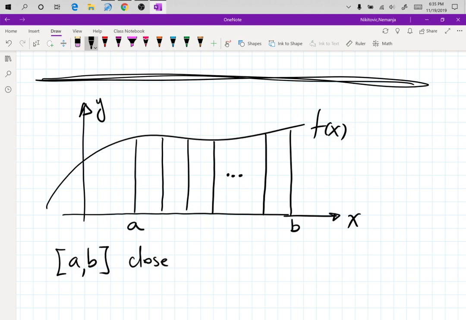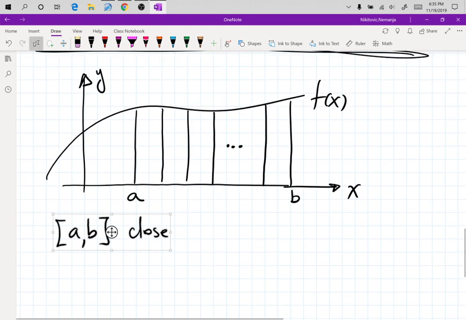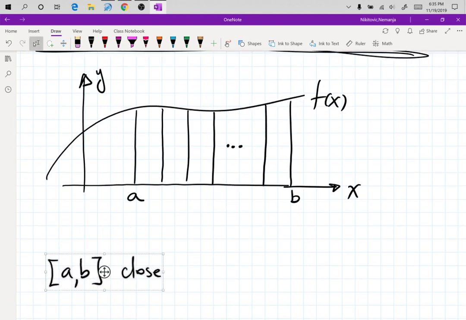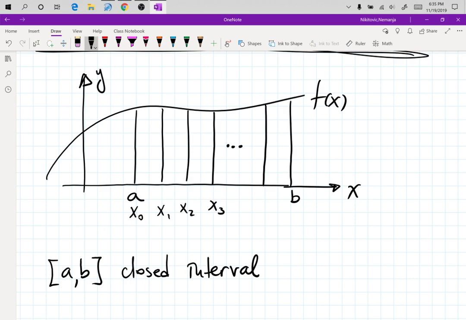AB is a closed interval. So that was earlier for us 0 to 5. And now I just have any arbitrary interval. Now we have x0 to be the first point, and then x1, x2, x3. The last one is xn, the one before is xn minus 1, and so on, which gives us rectangle number 1, rectangle number 2, rectangle number 3, and rectangle number n at the end.